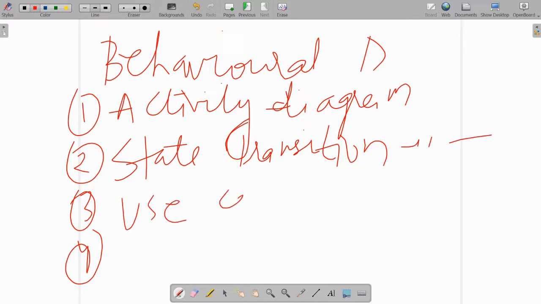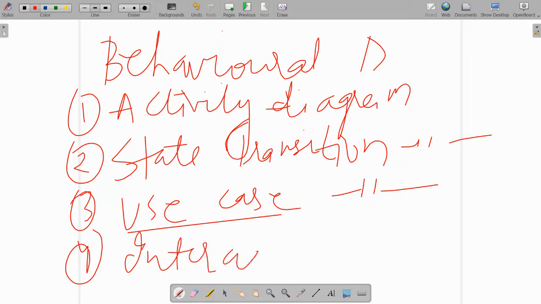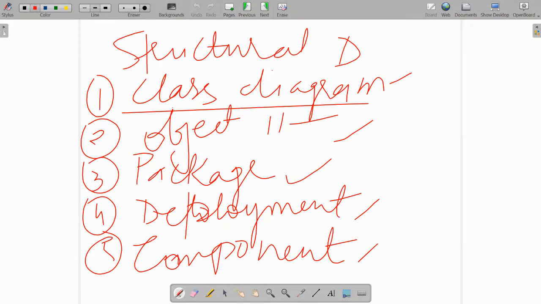Then the use case diagram, which I also told you about earlier. And you also have an interaction diagram. Okay, so these are the four, and here we have five. So first we will see what the class diagram is, and briefly I can explain what an object, a package diagram, a deployment diagram, and a component diagram are.